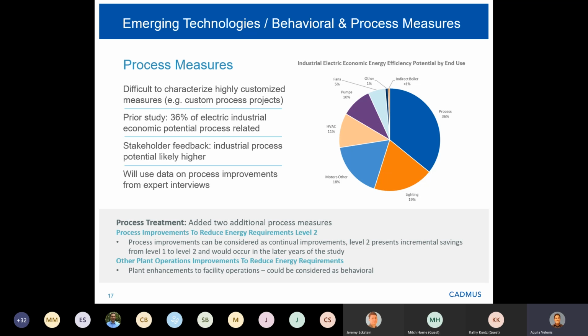The last topic is industrial process measures.